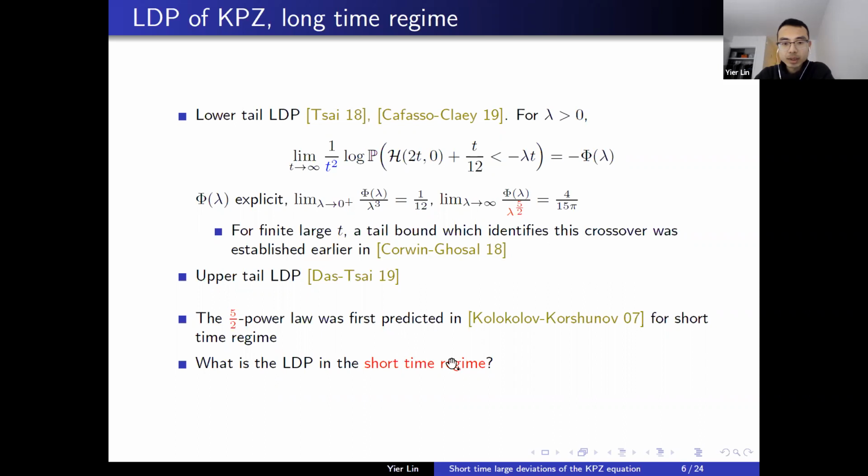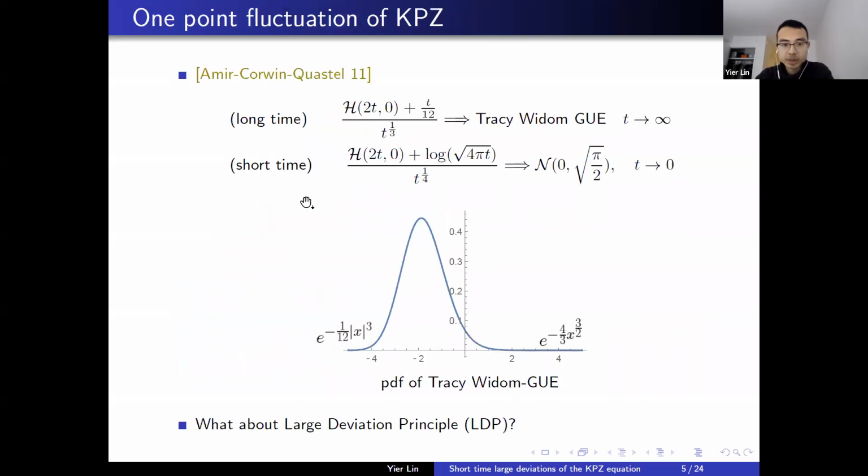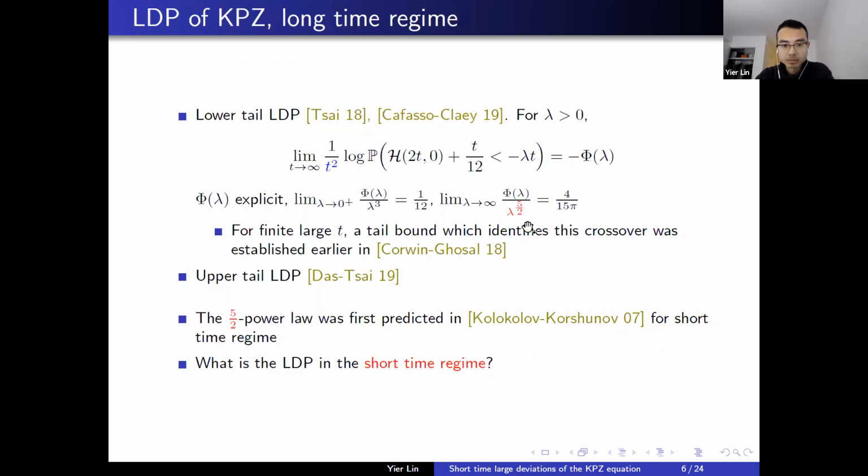Basically, our motivation is twofold. First, as we mentioned before, we also have a fluctuation limit theorem for the short time regime, so it is natural that we want to establish a large deviation principle for that. And the more important thing is we also want to look at the lower tail rate function, and see if there's some crossover when you go from the tail near the center to the very deep lower tail. In particular, do you indeed see this 5/2 power law appear in your lower tail rate function in the short time large deviation regime?